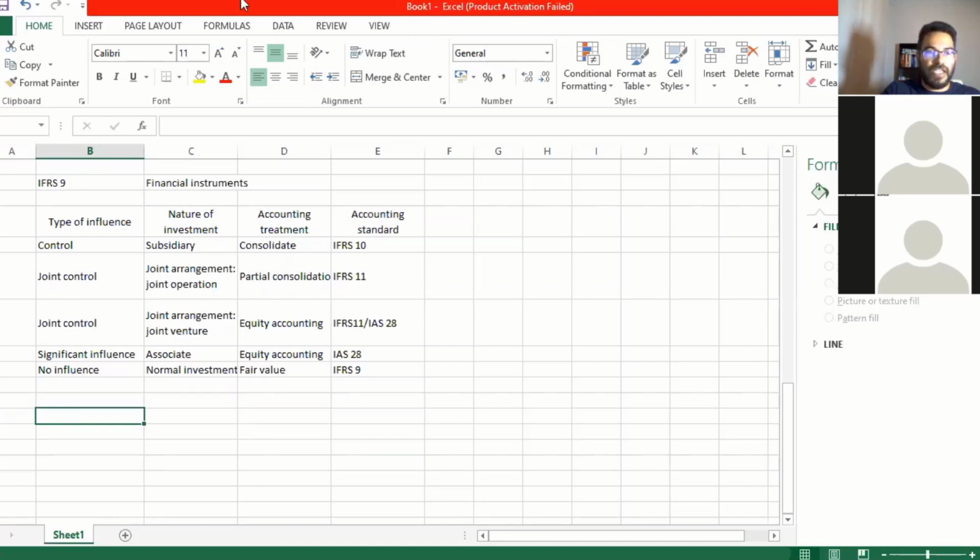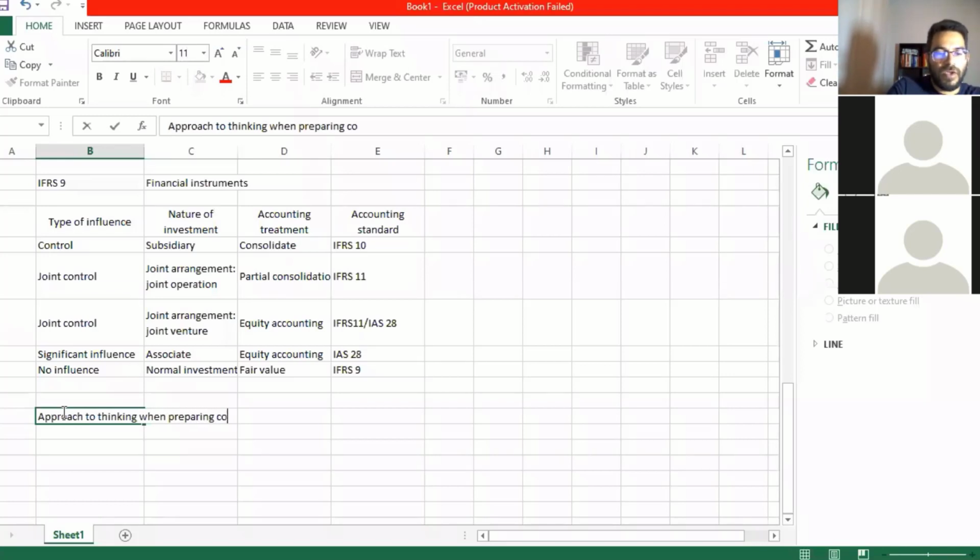So let's get into this. The approach when preparing consolidation. Approach to thinking when preparing consolidated financial statements.